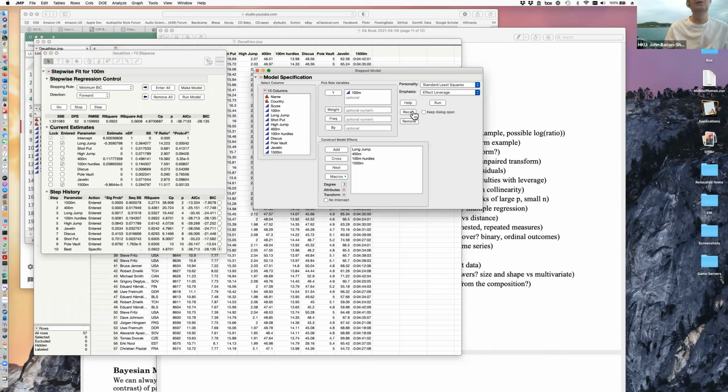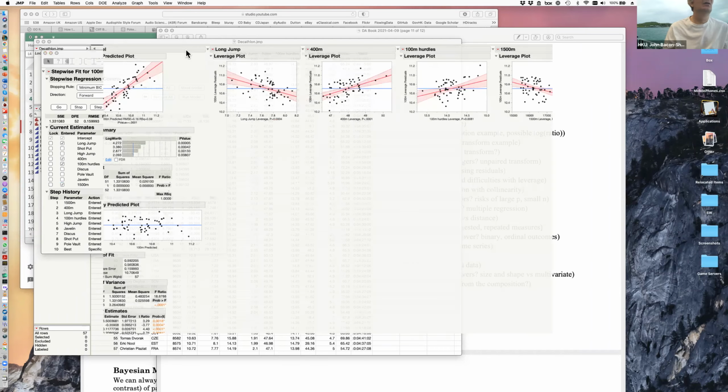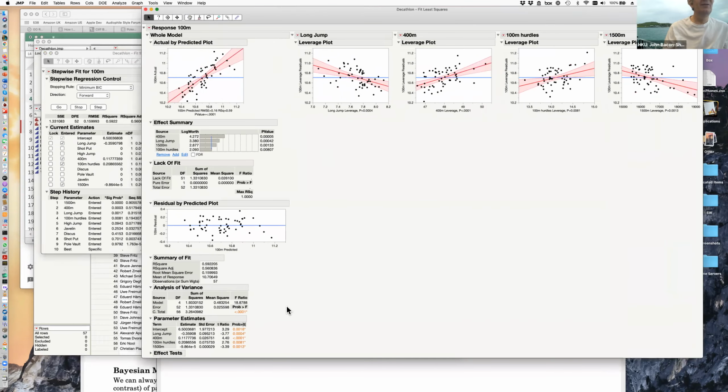However, look carefully at the model. We need to look at the parameters, and you'll notice that actually 2 of them are negative. However, we have to be careful in 2 ways here. First of all, if you think about it, not all of the events are measured in the same way, right? So the running events are measured in time. So lower is better. Whereas the jumping events and the throwing events are measured in distance. So bigger is better. Okay?